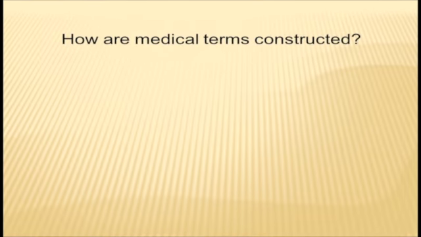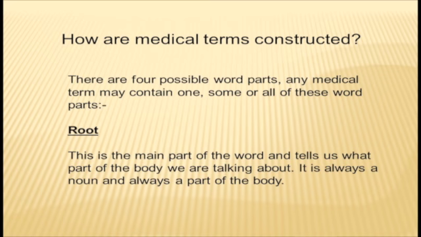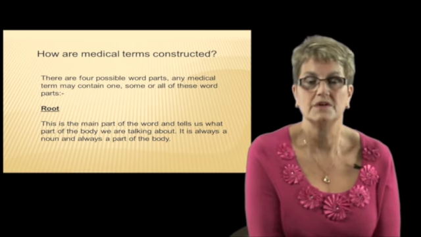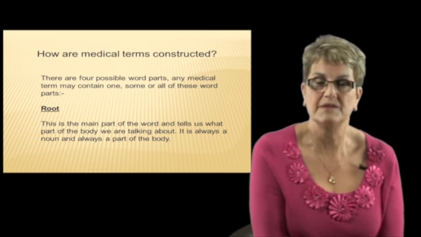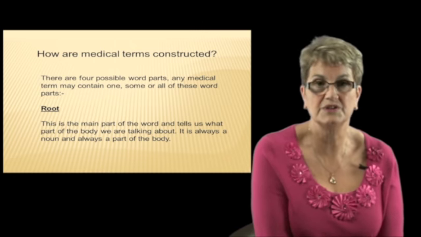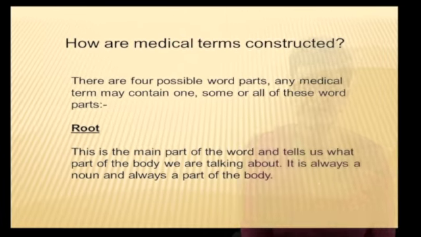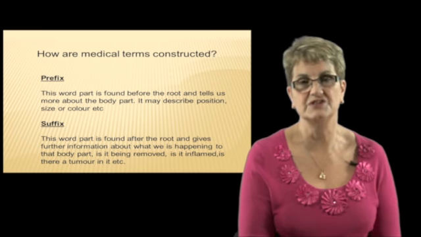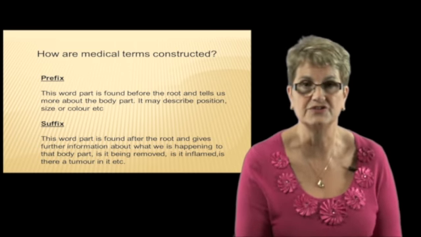There are 4 possible word parts. Any medical term may contain one, some, or all of these word parts. The root. This is the main part of the word and tells us what part of the body we're talking about. It's always a noun and it's always a part of the body. The prefix. This word part is found before the root and tells us more about the body part. It may describe position, size, or colour, etc.